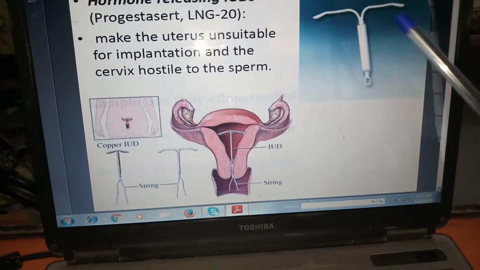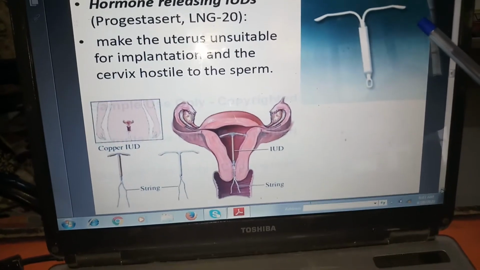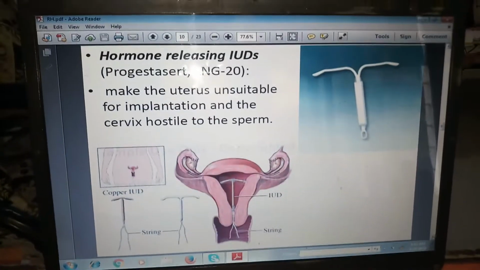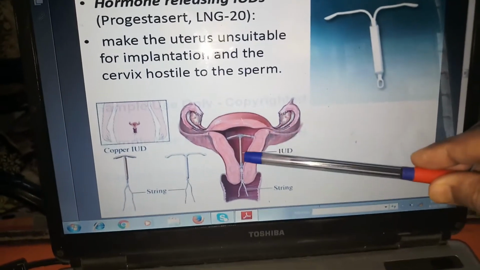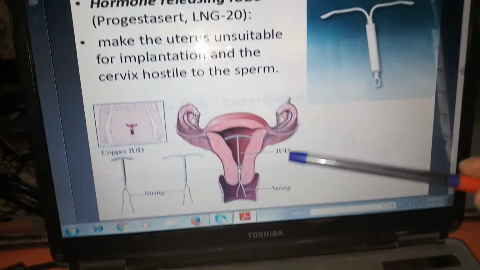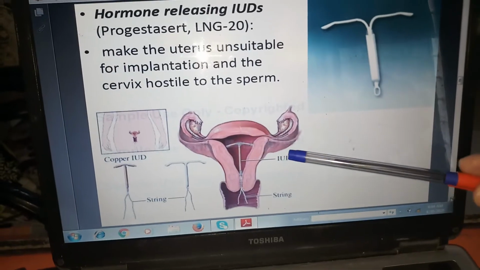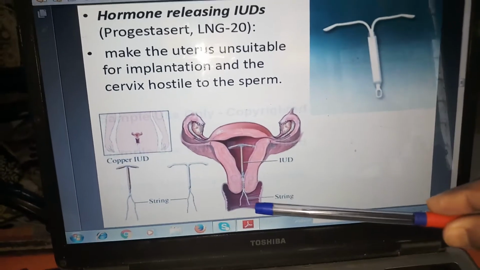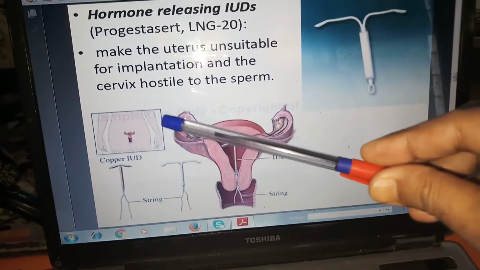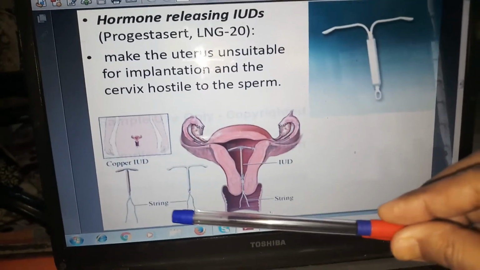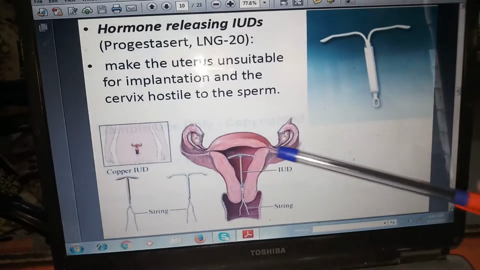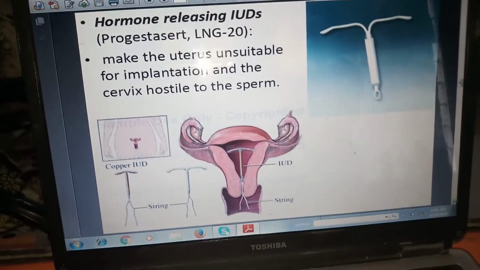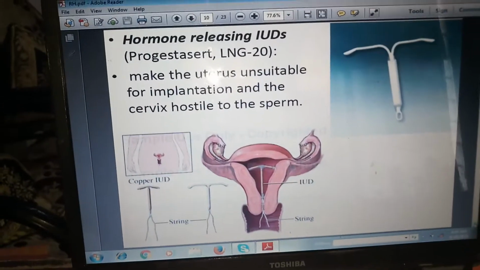You can see in this diagram the copper T and how these IUDs are inserted in the female tract. This is a string here, and this is the copper IUD, and the strings are here. So here it is clearly visible how it is inserted.